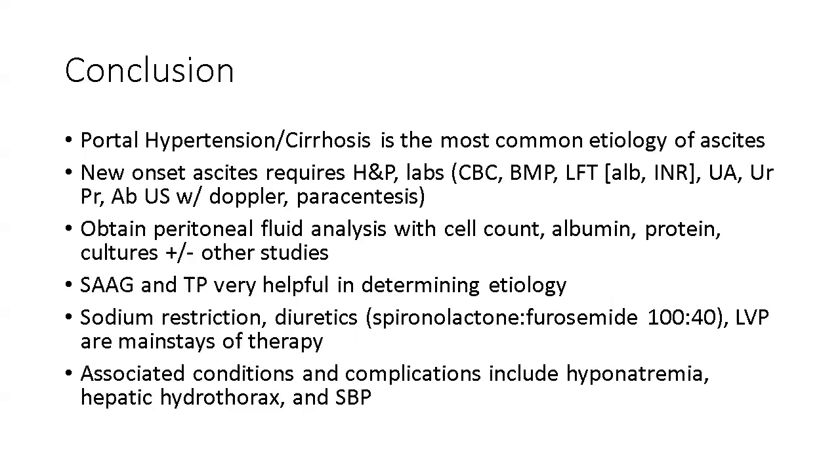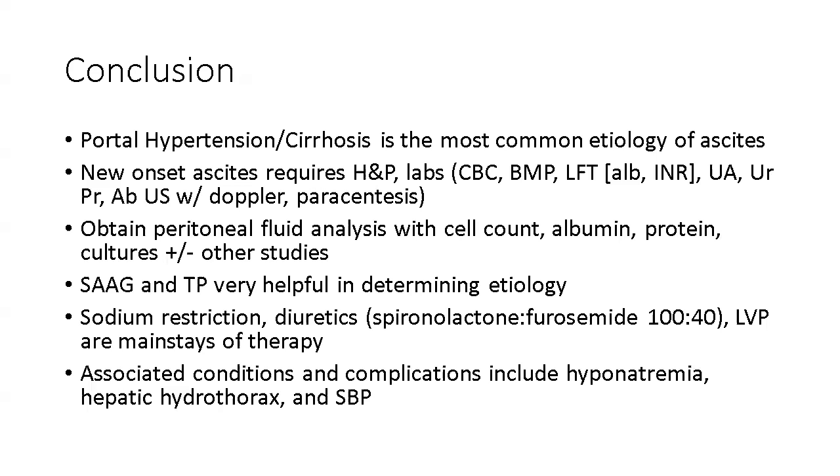So in conclusion, portal hypertension and cirrhosis is the most common etiology of ascites. New onset, you're going to get your CBC, BNP, LFTs, including albumin and INR, urine studies, an abdominal ultrasound with Doppler, and a paracentesis. Once you get your peritoneal fluid, you need a cell count, albumin, protein, and cultures, plus or minus other studies if you have specific concerns for something else. A SAG and a total protein are very helpful to determine the etiology.